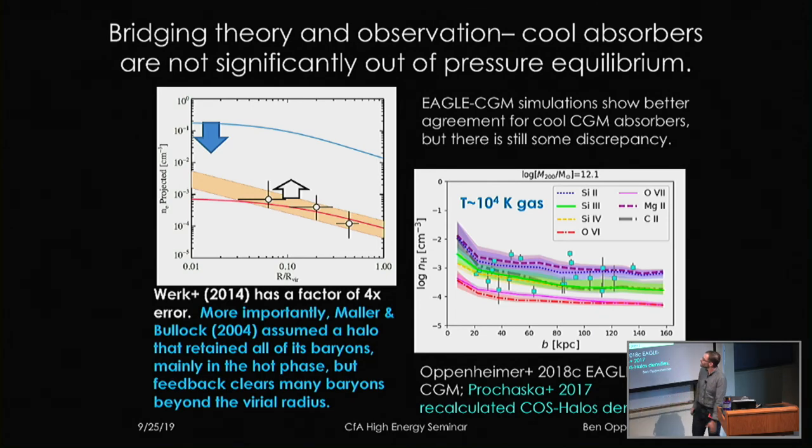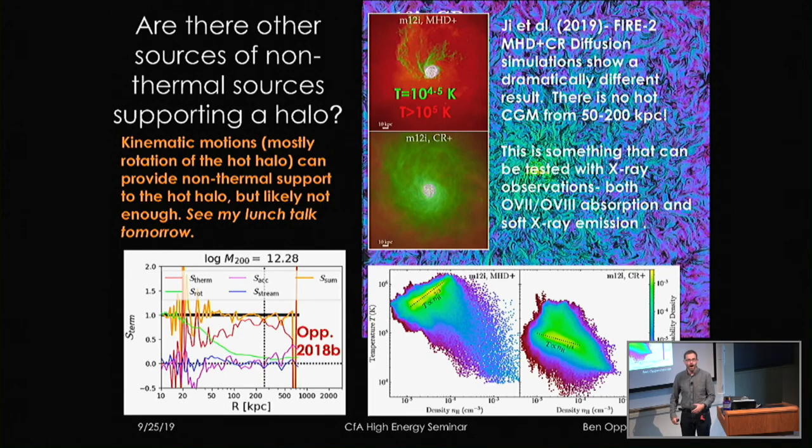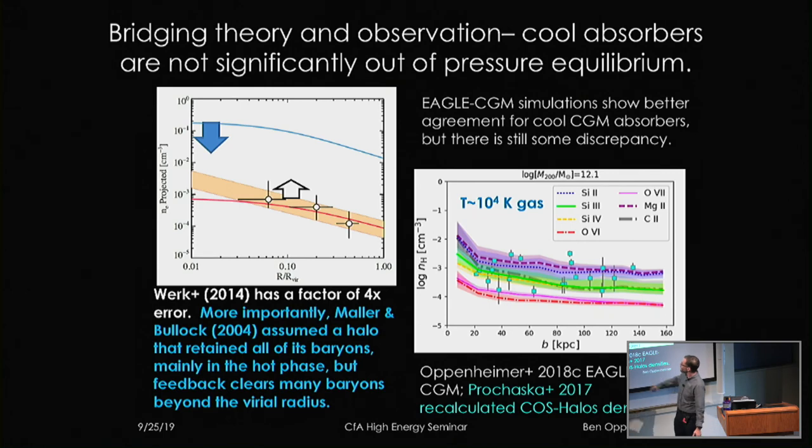And that makes me question other sources of support that are non-thermal in the CGM. So we think that feedback pushes a lot of baryons out and changes the profile, but there could also be other sources of non-thermal support beyond the hot halo. I'll talk about this tomorrow in the ITC luncheon: kinematic motions, especially rotational motions, any tangential motions that provide support for the halo. And actually, that is integrated into these simulations; they have those motions.